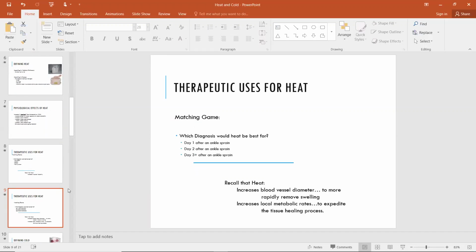So which diagnosis would heat be best for: day 1, day 2, or day 3 after an ankle sprain? Recall that it increases the blood vessel diameter and increases local metabolic rate. Day 3. Right. Exactly right. So we don't want to apply heat too soon, which again kind of goes back to the old school way of thinking, but we'll get to that.